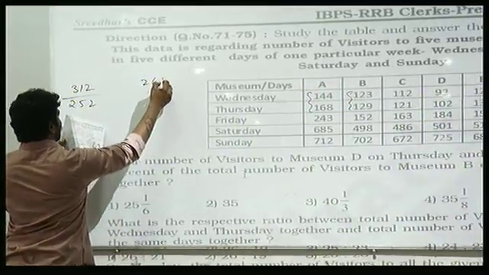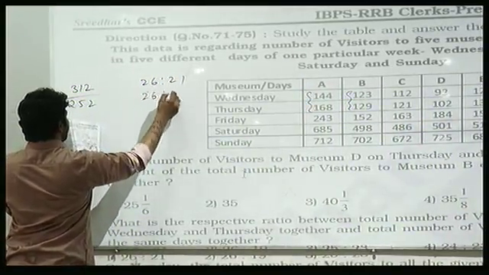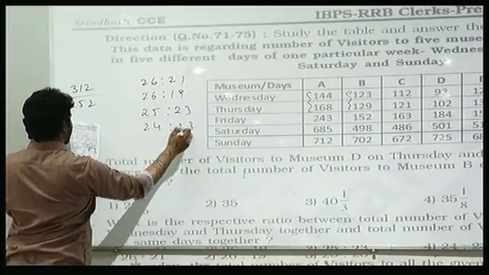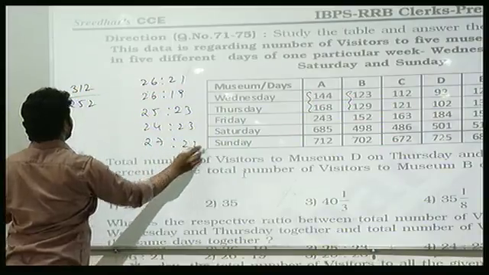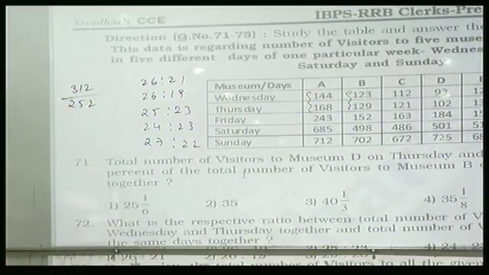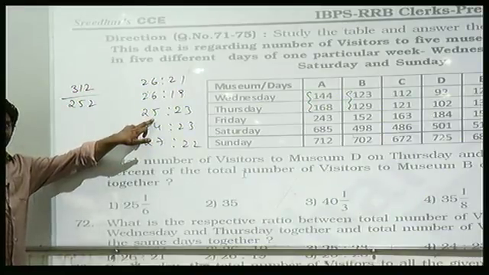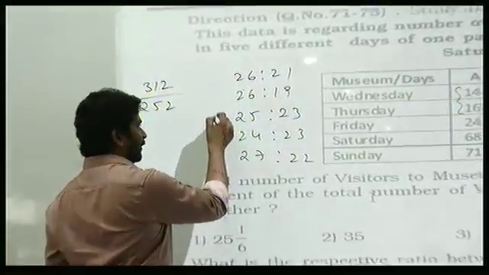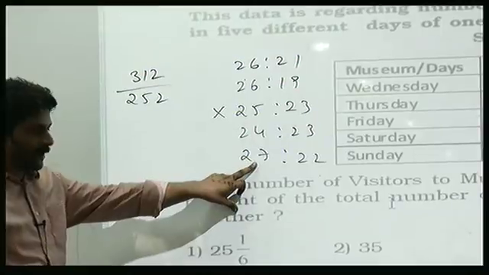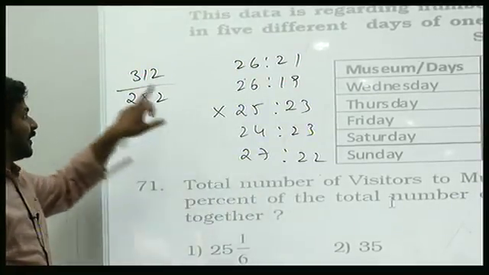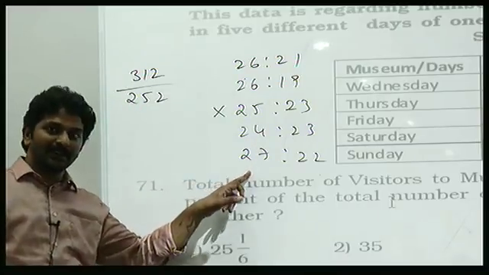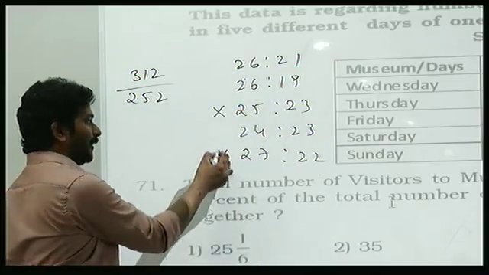26 is to 21, 26 is to 19, 25 is to 23, 24 is to 23, 27 is to 22. Yes or no? Right. 25. Is it a 25 multiple? This cannot be. Is it a 9 multiple? If this is not a multiple of 9, how will you get a 9 multiple here? Eliminate.